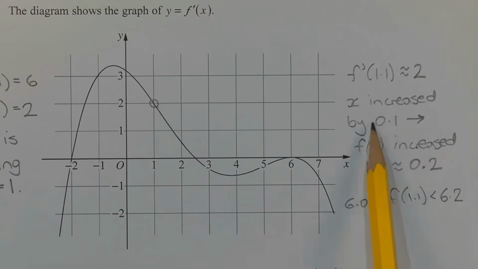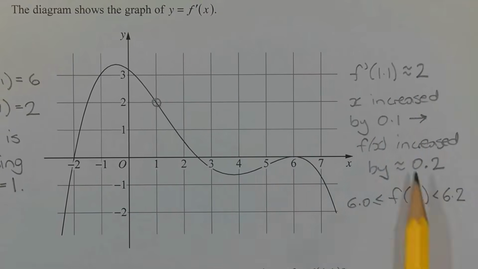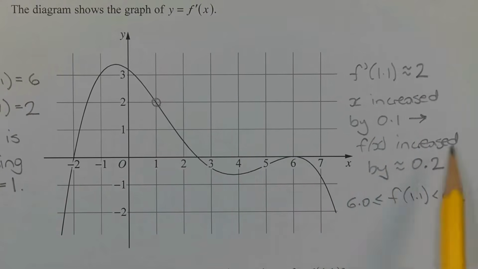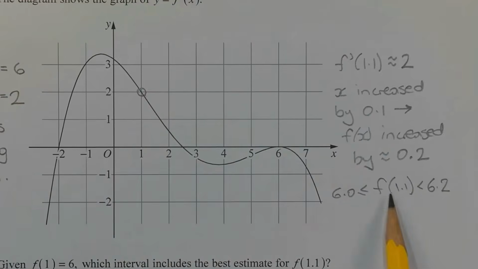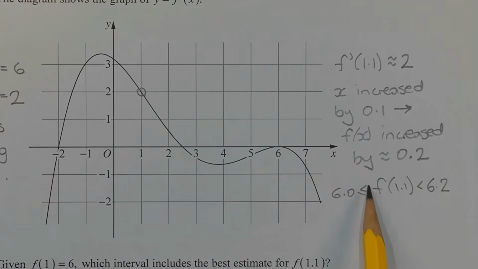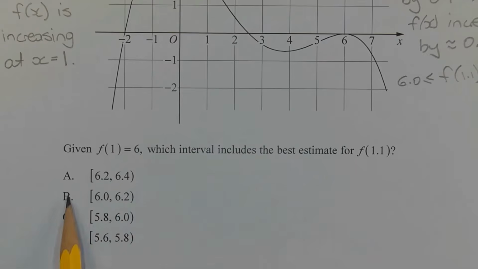X has increased by 0.1, and taking into account this rate of change, this implies that f of x has increased by around 0.2, so double 0.1. That means f of 1.1 should be greater than or equal to 6.0, but less than or equal to 6.2, which means the correct answer is option B.